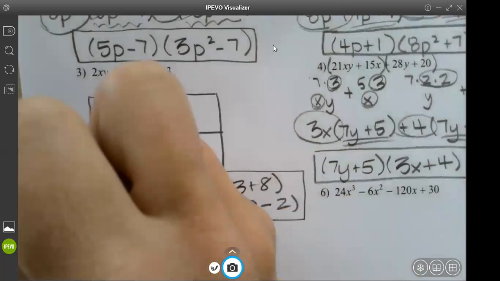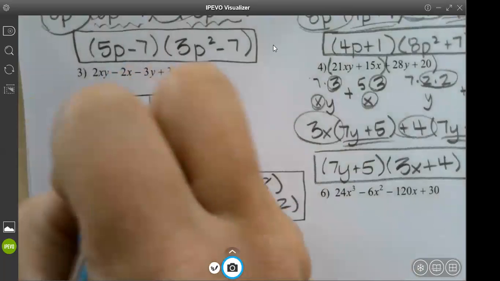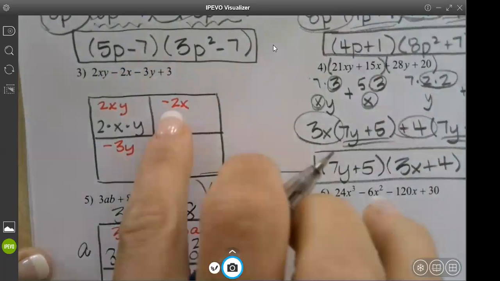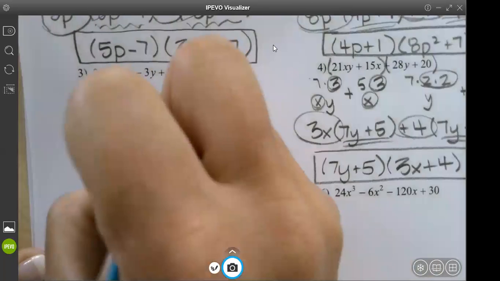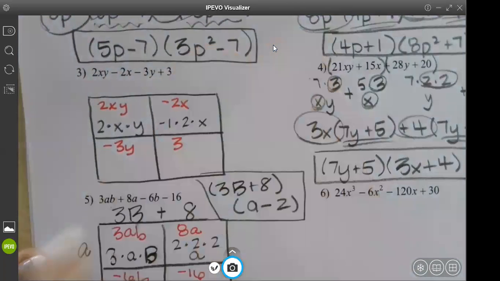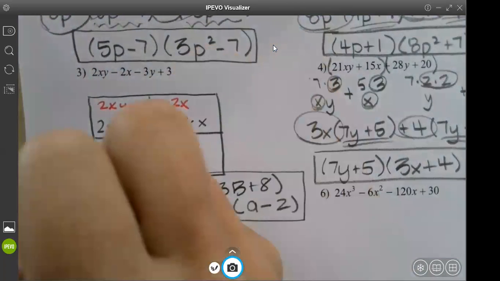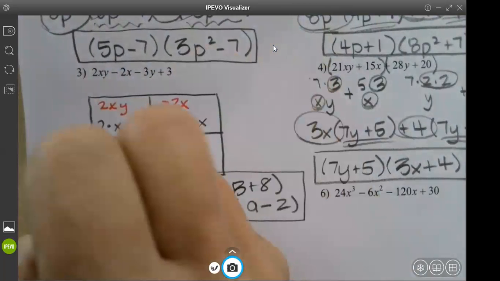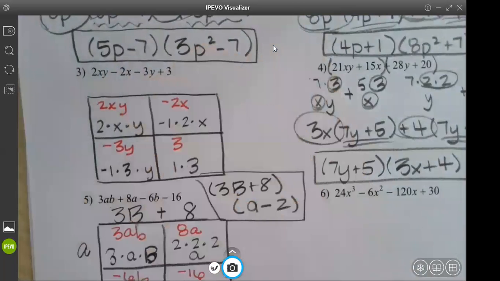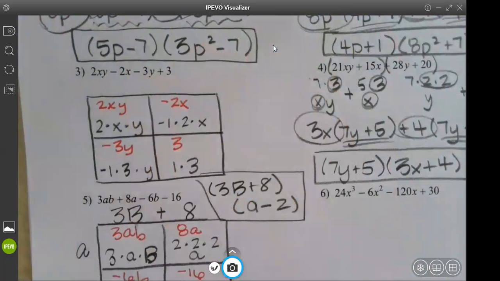So in the first one, we can't break it down anymore, so we just have a 2, an x, and a y. How do we factor negative 2? What kind of 1? Negative 1. Negative 1, 2, and x. How do we factor negative 3y? Negative 1, 3, and y. And then this 3, you can just write 1 and 3, or you can just write the 3. It doesn't matter. I would suggest to write the 1 and the 3 so that you can see it.